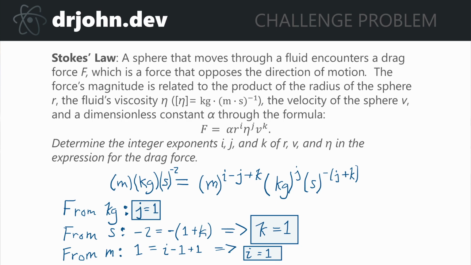Therefore, back substituting i, j, and k into our original expression, we find the drag force is equal to the linear product of alpha, r, eta, and v. And we can box this answer. This problem didn't really turn out to be that bad, and after recognizing the trick of balancing units, finding the exponentials boiled down to simple algebra problems. And this challenge problem really highlights the power of dimensional analysis.